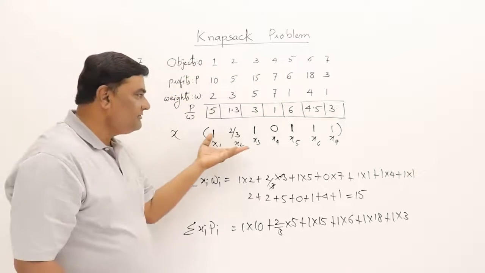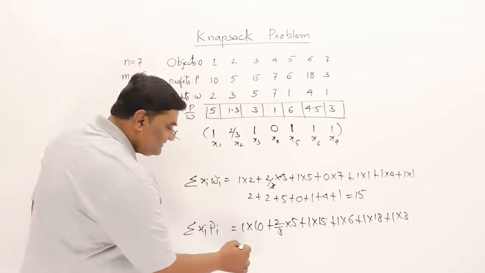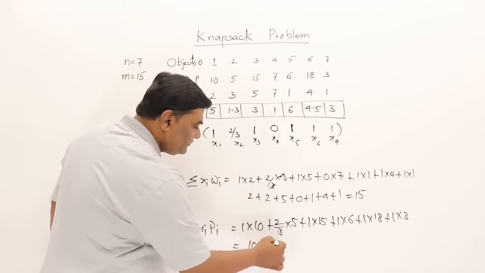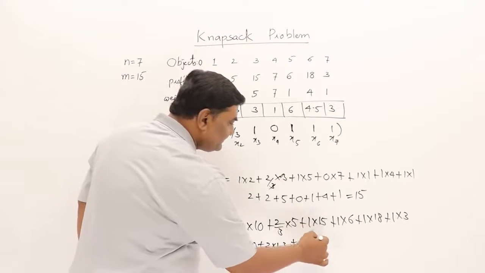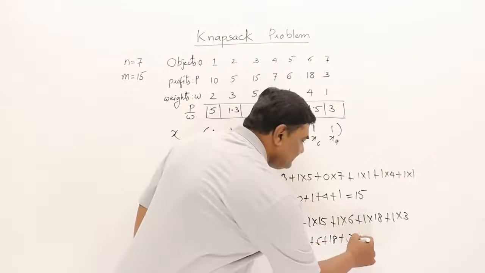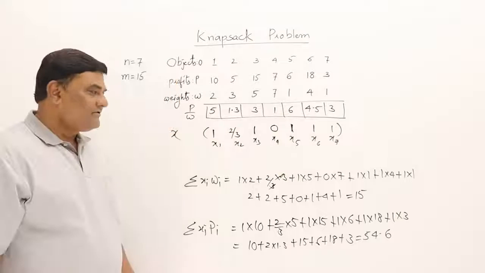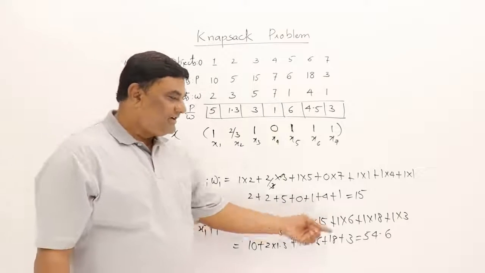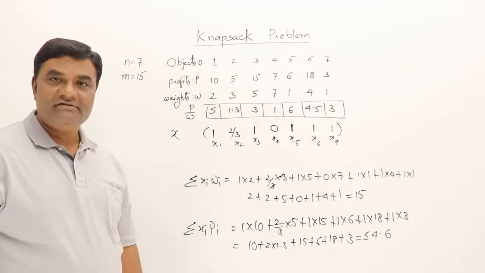Every x value is multiplied with profit. So this is showing how much quantity I am taking, x. Now what is this total equal to? This is 10 plus 2 into 1.3 plus 15 plus 6 plus 18 plus 3. So this is 54.6. So that's it. Our total profit is 54.6 and the total weight is 15.